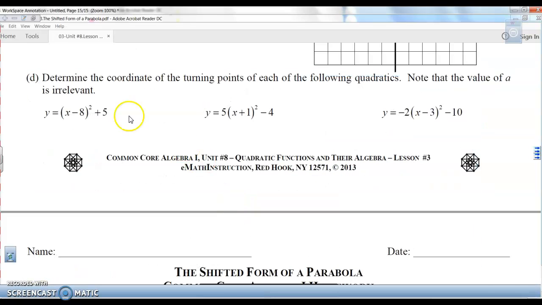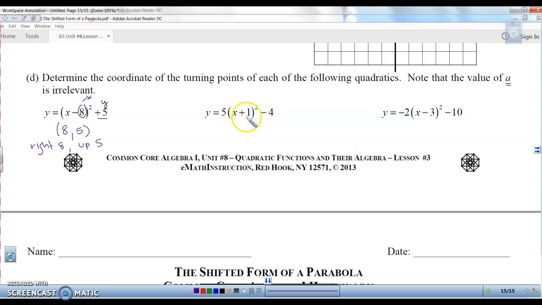Now, determine the coordinate of the turning points of each of the following quadratics. Note the value of a is irrelevant, so it doesn't matter what's in front. What should be the vertex of this? The x value is opposite, so it will be 8. The y value is the same. So this is the y, and that is the x. So this is going to be 8, 5. So the shift on this is going to be right 8 and up 5. That should be the shift.